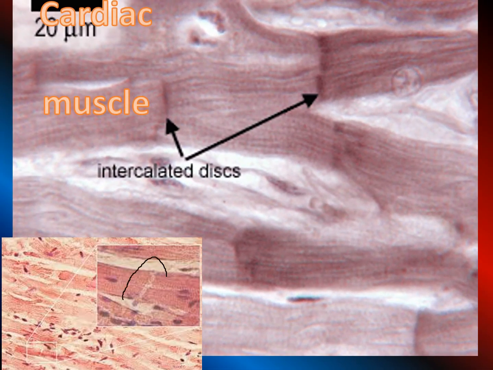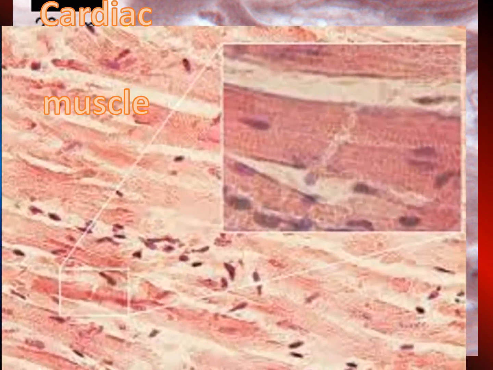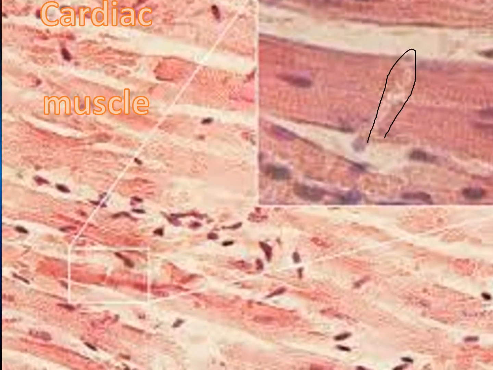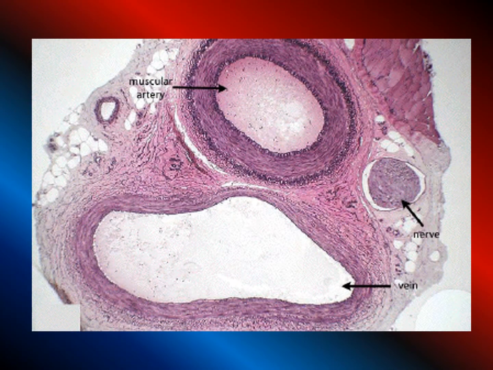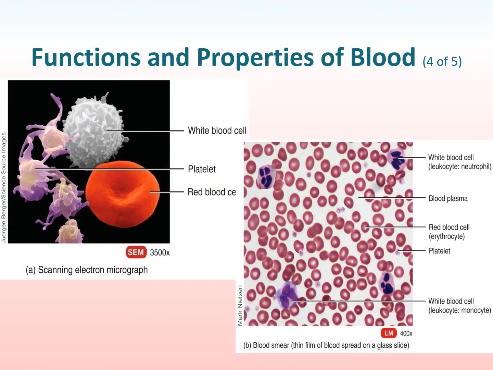Oh, this is cardiac muscle. You could see the intercalated discs right there. Intercalated discs, cardiac muscle. Oh, and this is an artery, this is a vein, and this is a nerve over here on the right. This is what blood looks like in a microscope, and this is what blood looks like in a scanning electron microscope.